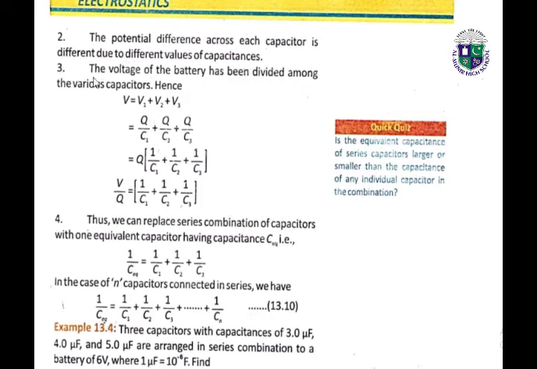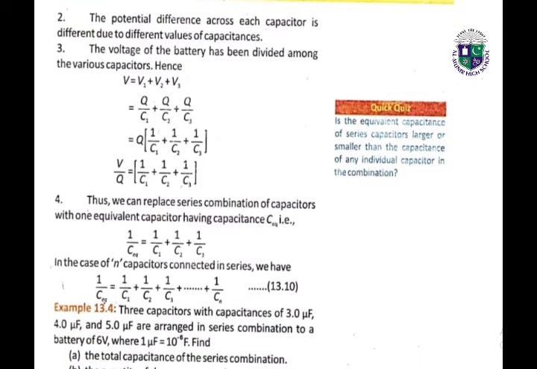Number two characteristic is the potential difference across each capacitor is different due to different values of capacitances. Number three, the voltage of the battery is divided among the various capacitors. Look here, V = V1 + V2 + V3, as we have studied above, which is equal to Q over C1 + Q over C2 + Q over C3. If we take Q as common, it will be 1 over C1 + 1 over C2 + 1 over C3. So we can say that V over Q is equal to 1 over C1 and so on.